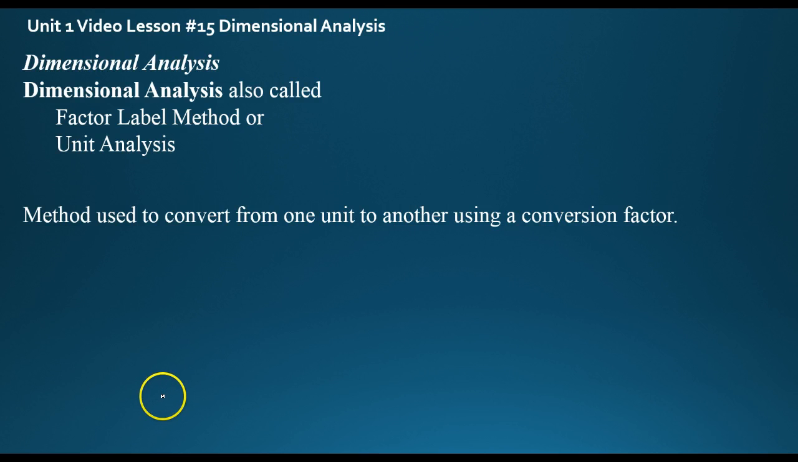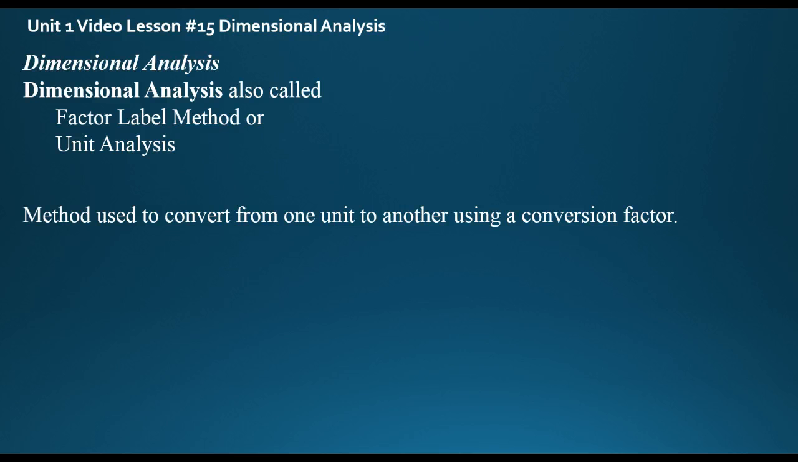Now, dimensional analysis is also called the factor label method or unit analysis, depending on which school of thought you're looking at. So what is it? It's a method that is used to convert from one unit to another using a conversion factor.